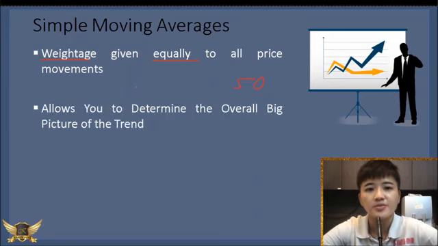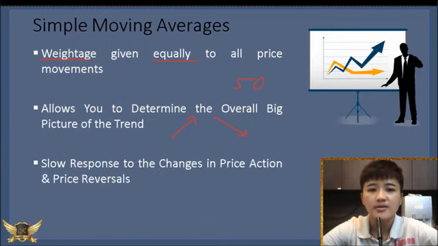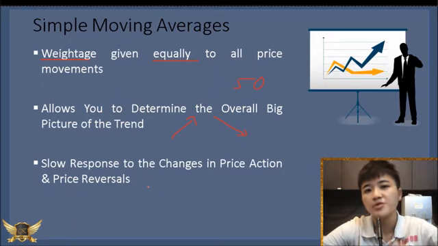What's the function of simple moving average? It allows you to determine the overall big picture of the trend. In other words, are you trading in a bullish market or are you trading in a bearish market? And normally SMA would have a slow response to the changes in price action and price reversals as compared to exponential moving average, which is why we don't use simple moving average for entry. We only use it to determine what kind of trend that we are trading at right now.